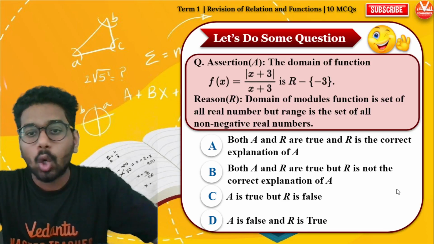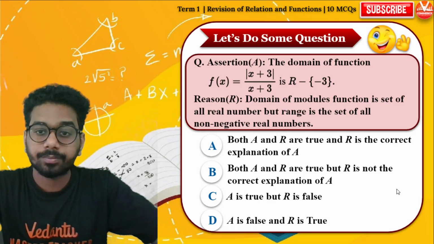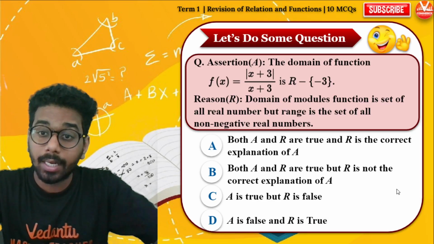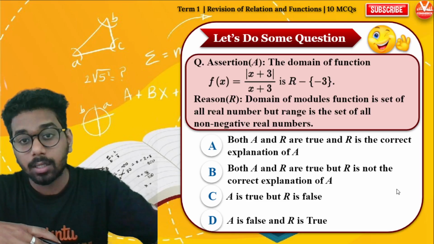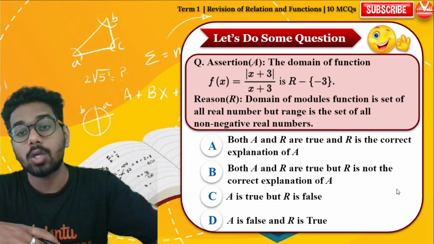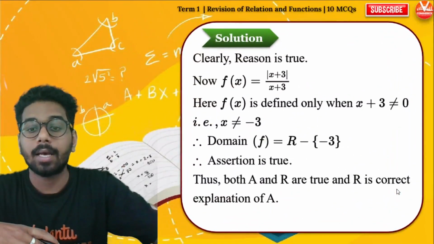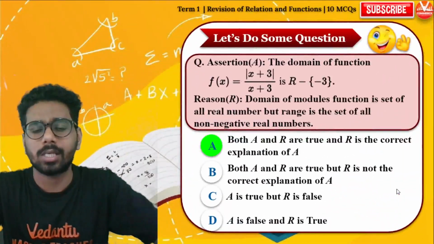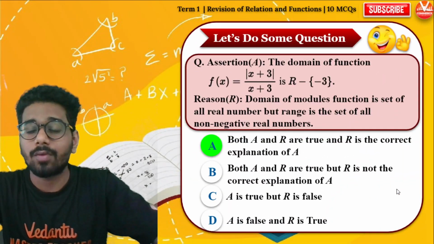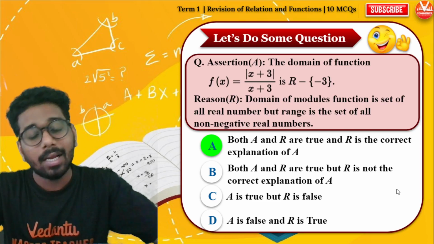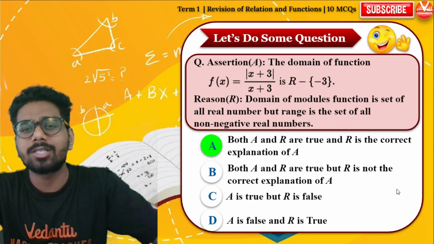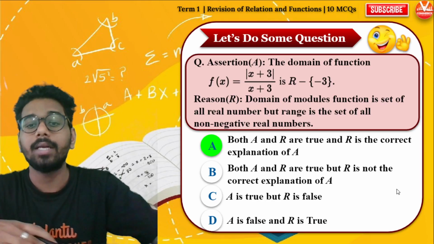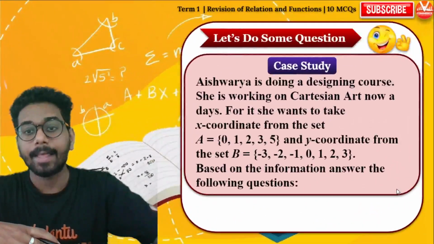The range is the set of all non-negative real numbers. What is the output? Non-negative real numbers. That is also correct. So option A is correct. Sorry, the assertion is correct and the domain is also correct.